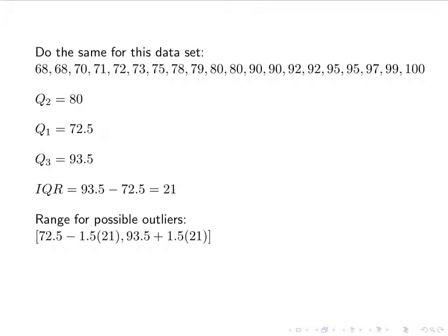The range for possible outliers is again Q1 minus 1.5 IQR, all the way up to Q3 plus 1.5 IQR. And this gives us the range of 41 to 125. So if we want to find any possible outliers, those will be numbers that are either less than 41, which notice there aren't any, or bigger than 125. And again, there aren't any. So there are no possible outliers.